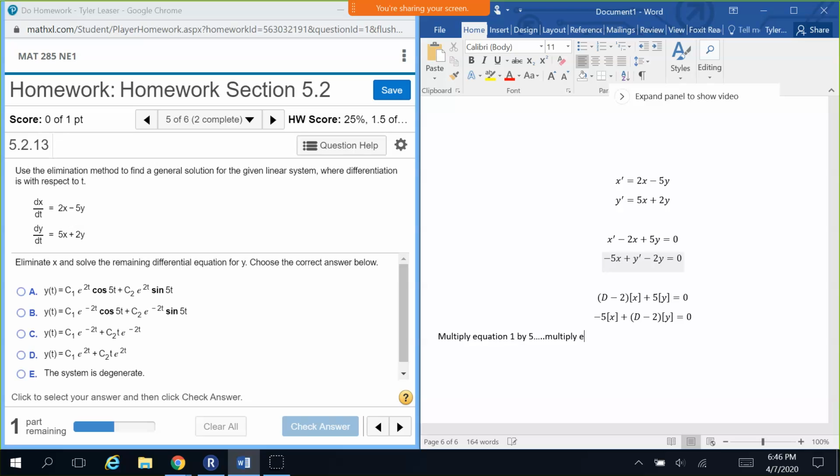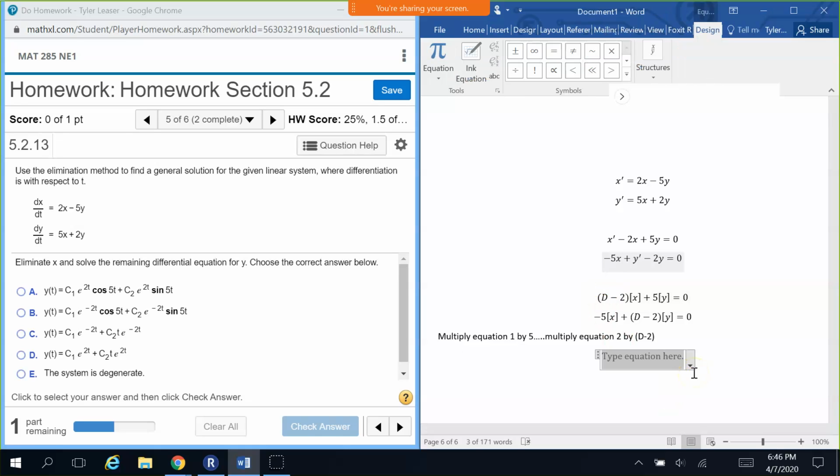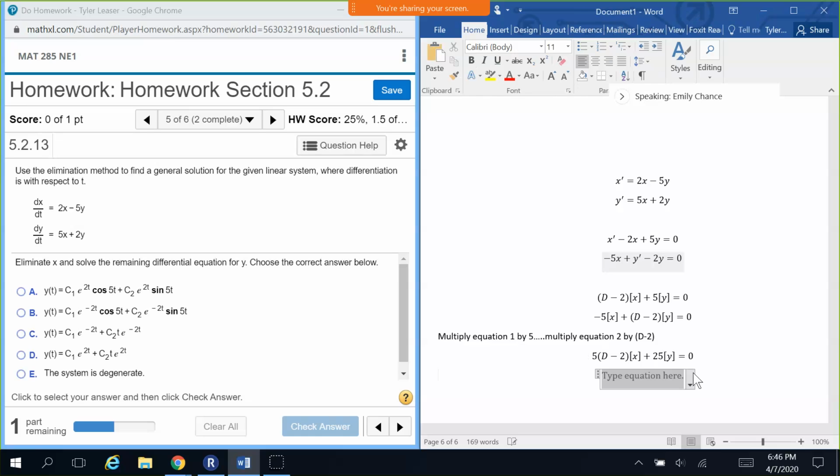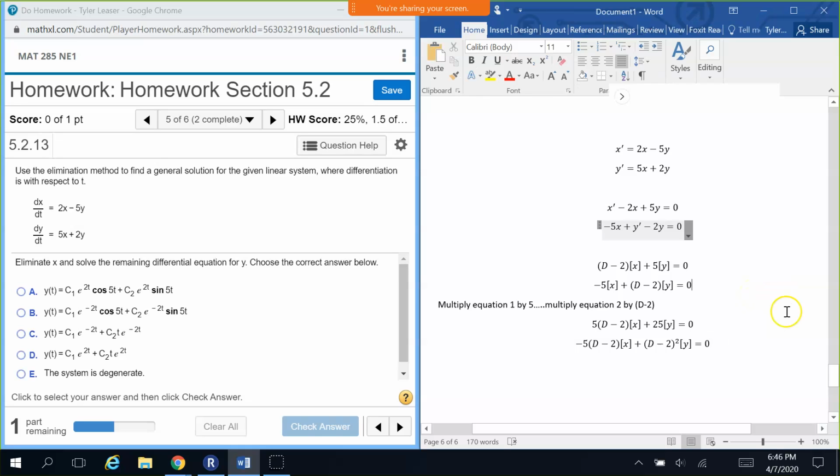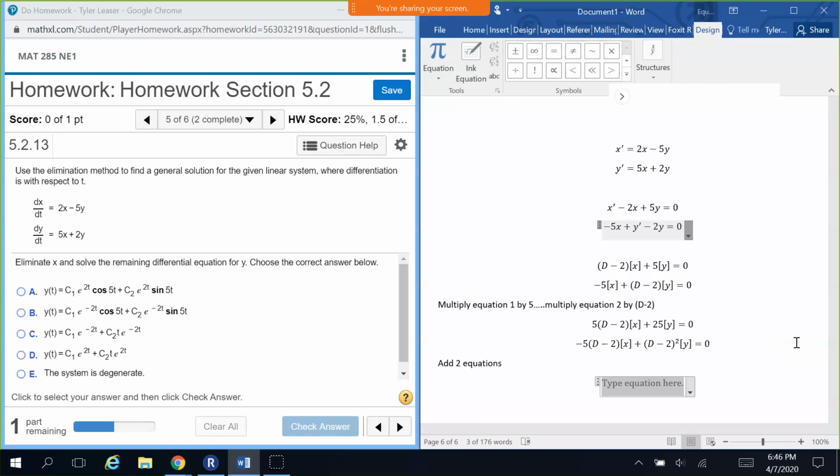And we're going to also multiply equation 2 by that D minus 2 operator. That way we get 5(D minus 2) operating on x plus 25 operating on y for the first equation. The negative 5(D minus 2) operating on x plus, this is going to be a (D minus 2) squared operating on the y. And the reason we're doing this is now if I add these two equations together, the x's cancel out. So adding the two equations together, the x's are gone. I'm going to have a 25 plus the operator (D minus 2) all squared, those together operating on y.